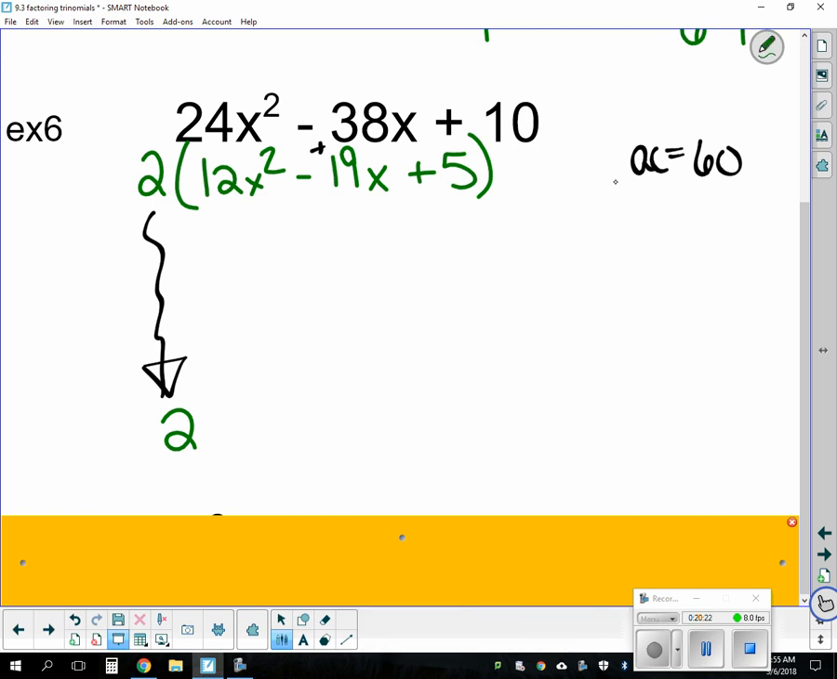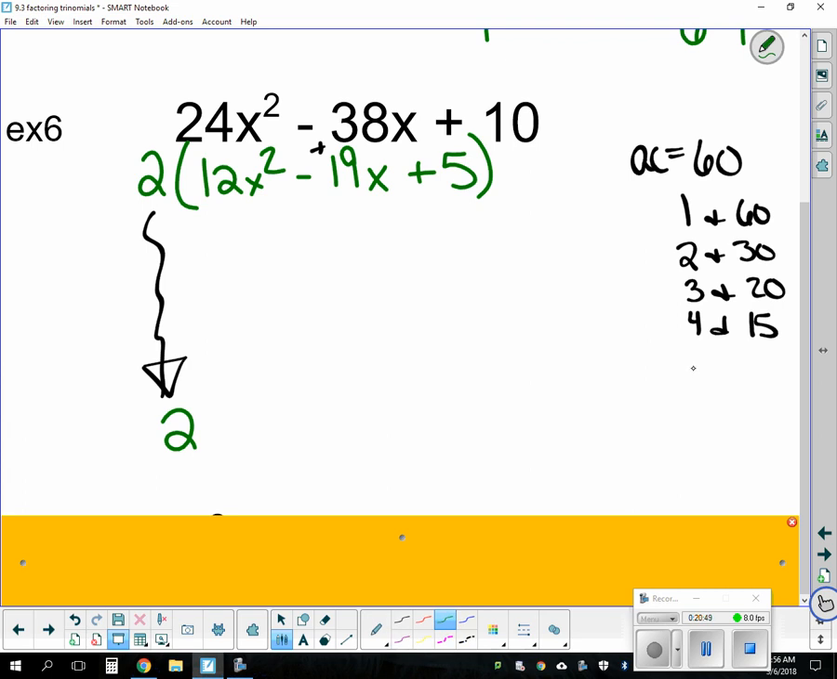Well, I don't immediately see it, so let's write out all the factors. Are 1 and 60 in any way going to give me negative 19? No. 2 and 30. Notice I'm going in order. 1 times what? 2 times what? 3 times what? And I'll keep going. 3 and 20. I don't think so. 4 and 15. That's an "and" sign. I think 4 and 15 could work.